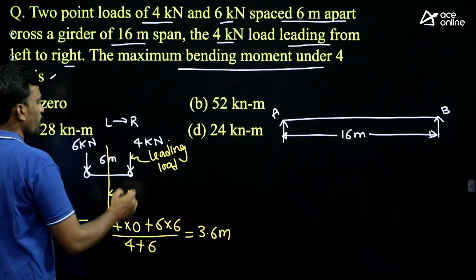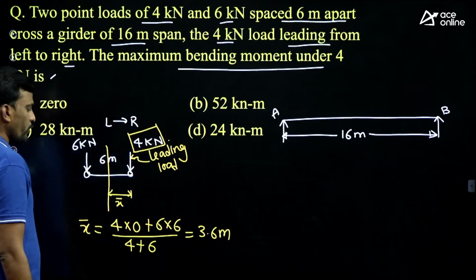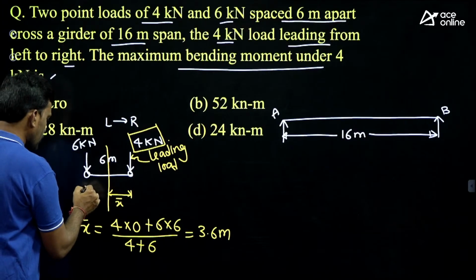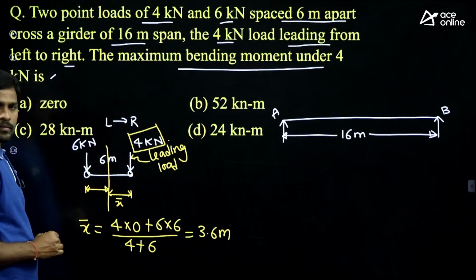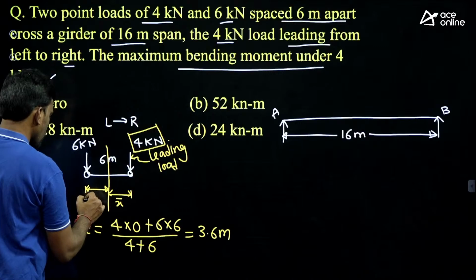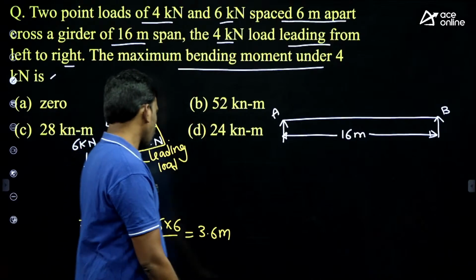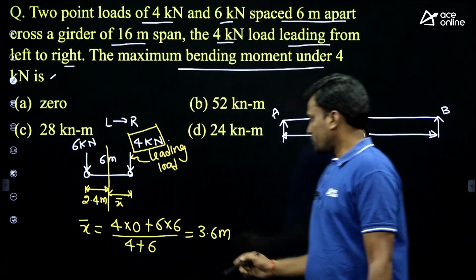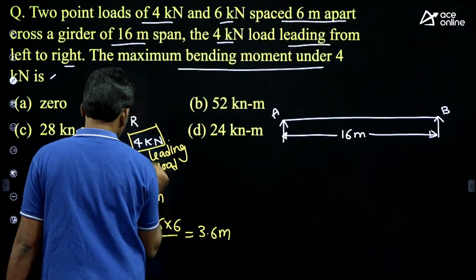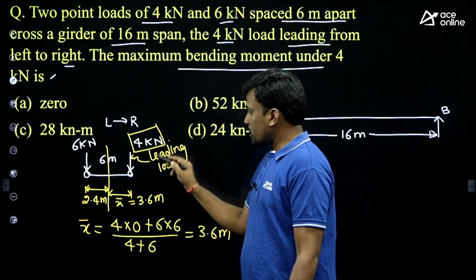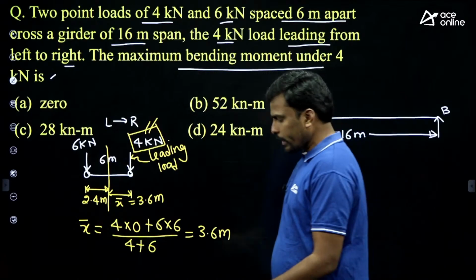Okay, but he is asking to find the bending moment under 4 kilonewton. If it is 3.6, then what is this value? This is 2.4 meter, and this is 3.6. But remember students, he is asking for the maximum bending moment under 4 kilonewton only.